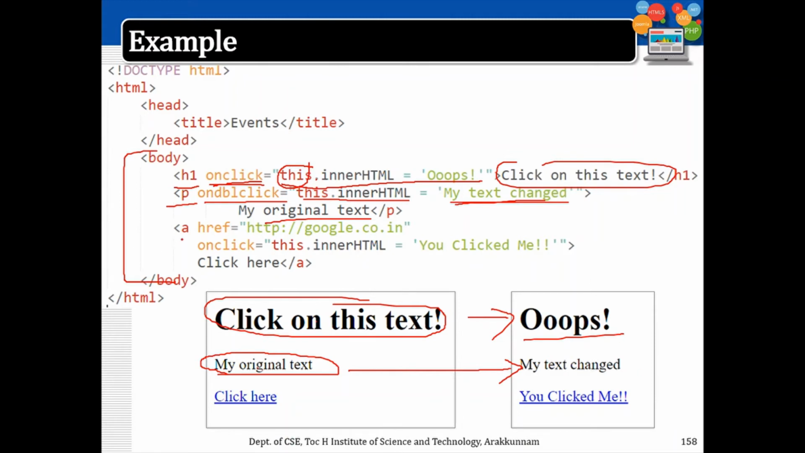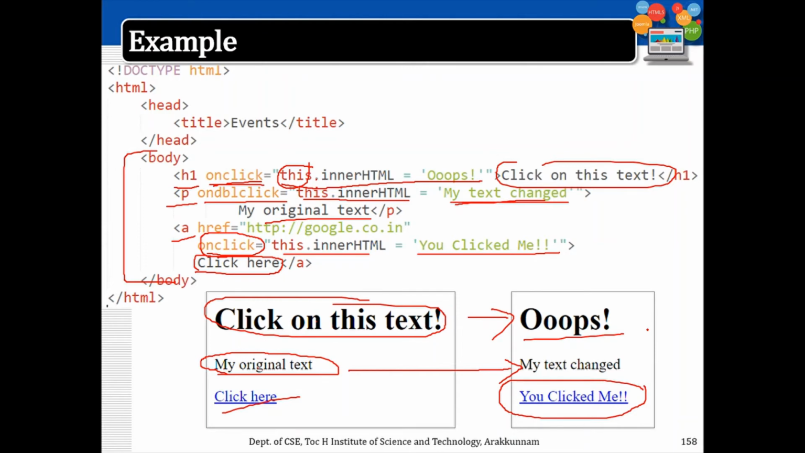Another one is regarding the href anchor tag. Initially the anchor tag contains the innerHTML "click here", so this is displayed as click here. An onclick event is registered here. On click, this.innerHTML is set to "you click me". Once I click on this, the Google page will open. At the same time, the text in the anchor tag will be changed into "you click me".